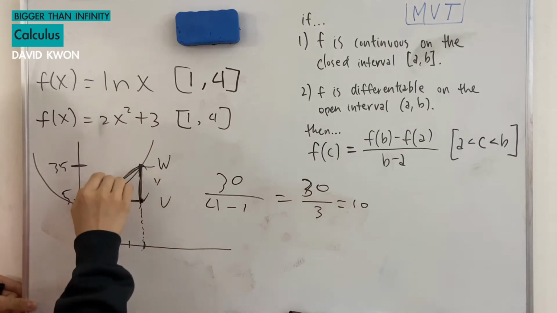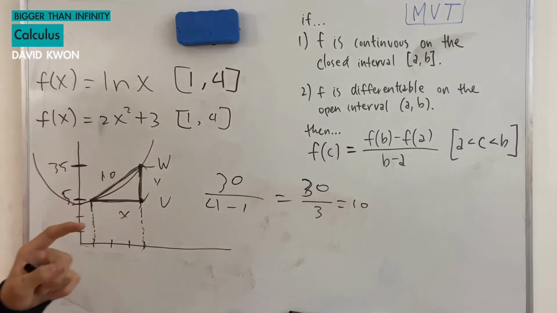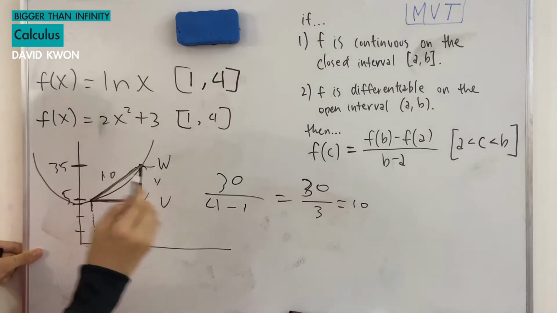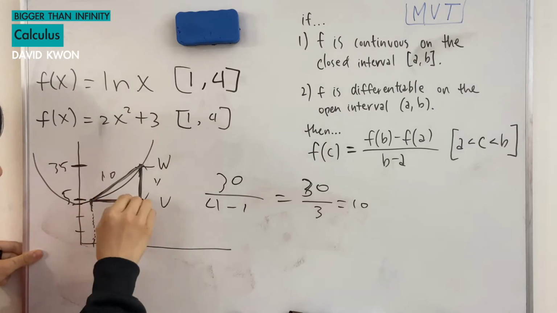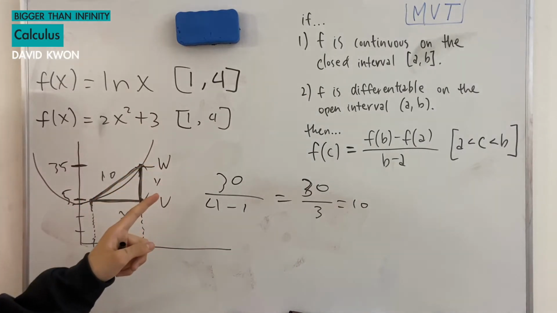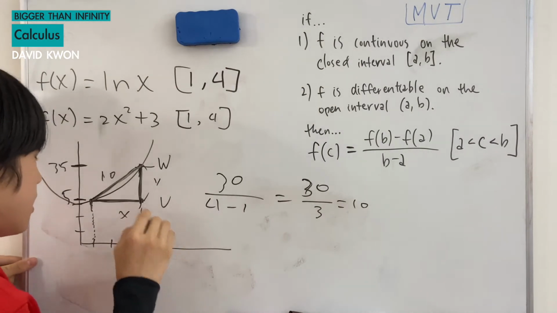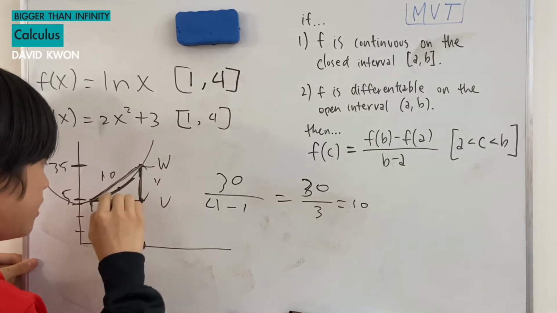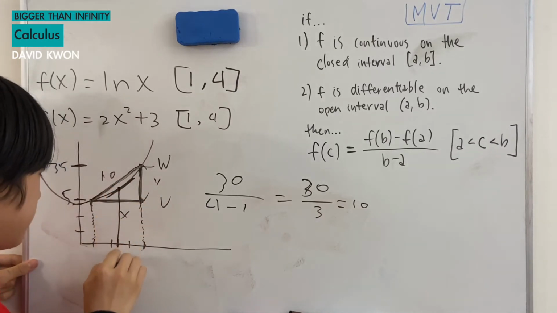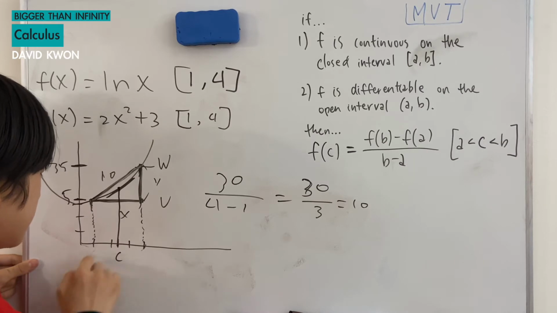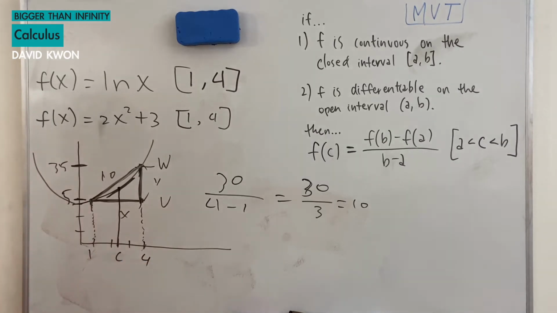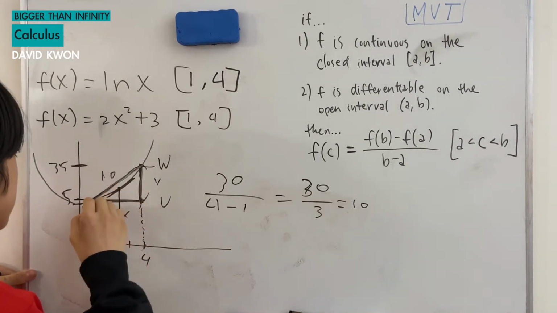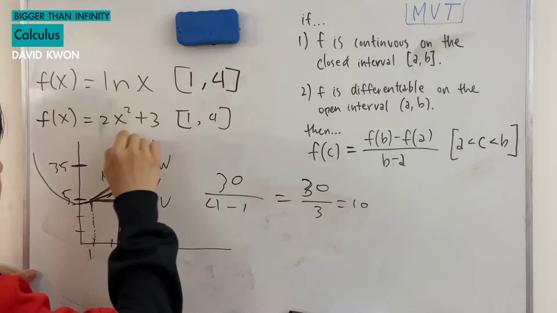The slope is 10. And in the mean value theorem, since this slope is 10 over the interval from 1 to 4, we want to know at what value of c the function has a slope of 10. It looks like at this point it has a slope of 10, and we want to find the value of c. So this is c, and that's 1 and 4. How do we find c? Well, we know the slope of the function is 10. So let's differentiate this.